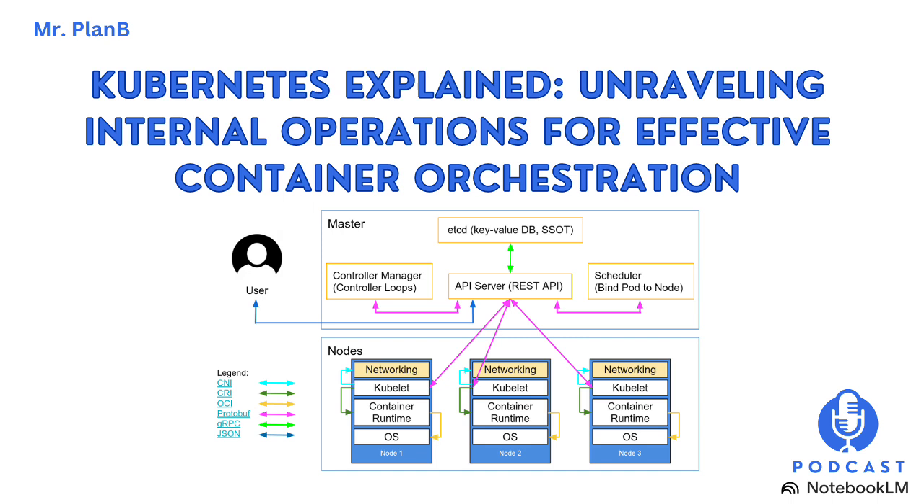Exactly. And there's also the vertical pod autoscaler, or VPA, which can adjust the resource requests and limits of individual pods based on their actual usage. So it can give a pod more resources if it needs them? Right. And at the cluster level, you have the cluster autoscaler, which can add or remove worker nodes to meet the overall resource demands of the cluster. So Kubernetes can scale itself up or down as needed. Exactly. It's all designed to be very dynamic and responsive to changing conditions.